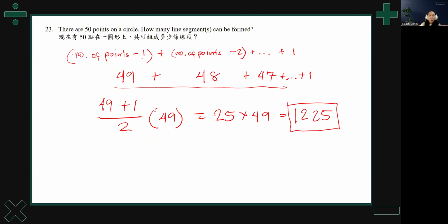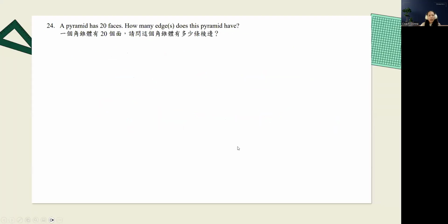If there are no questions, let us proceed to number 24. So a pyramid has 20 faces. How many edges does this pyramid have? So a pyramid's faces is 20. Edges is our question. So how do we relate faces and edges? It's just faces for a pyramid, okay? This is for a pyramid. Faces minus 1 times 2. All right, that's equal to something.